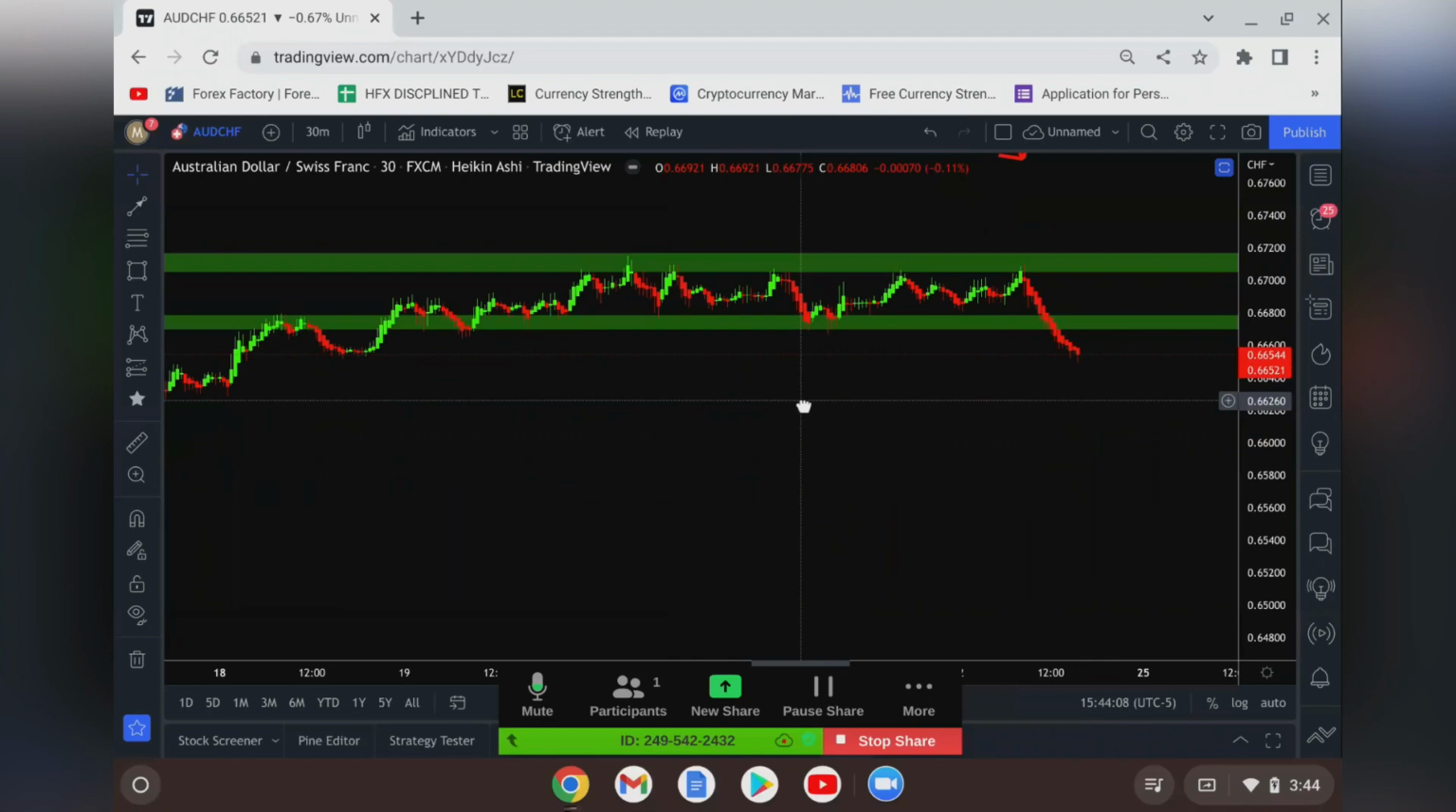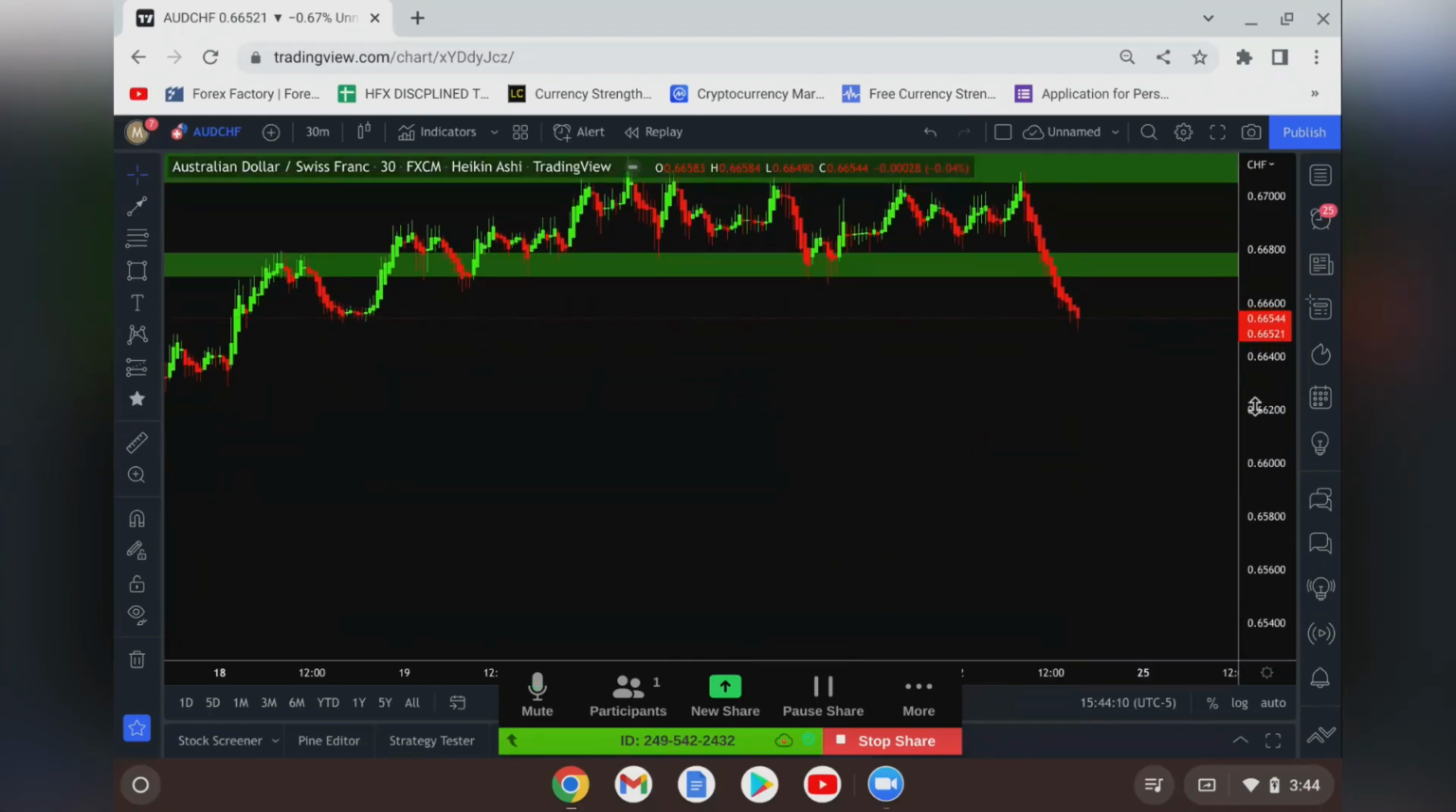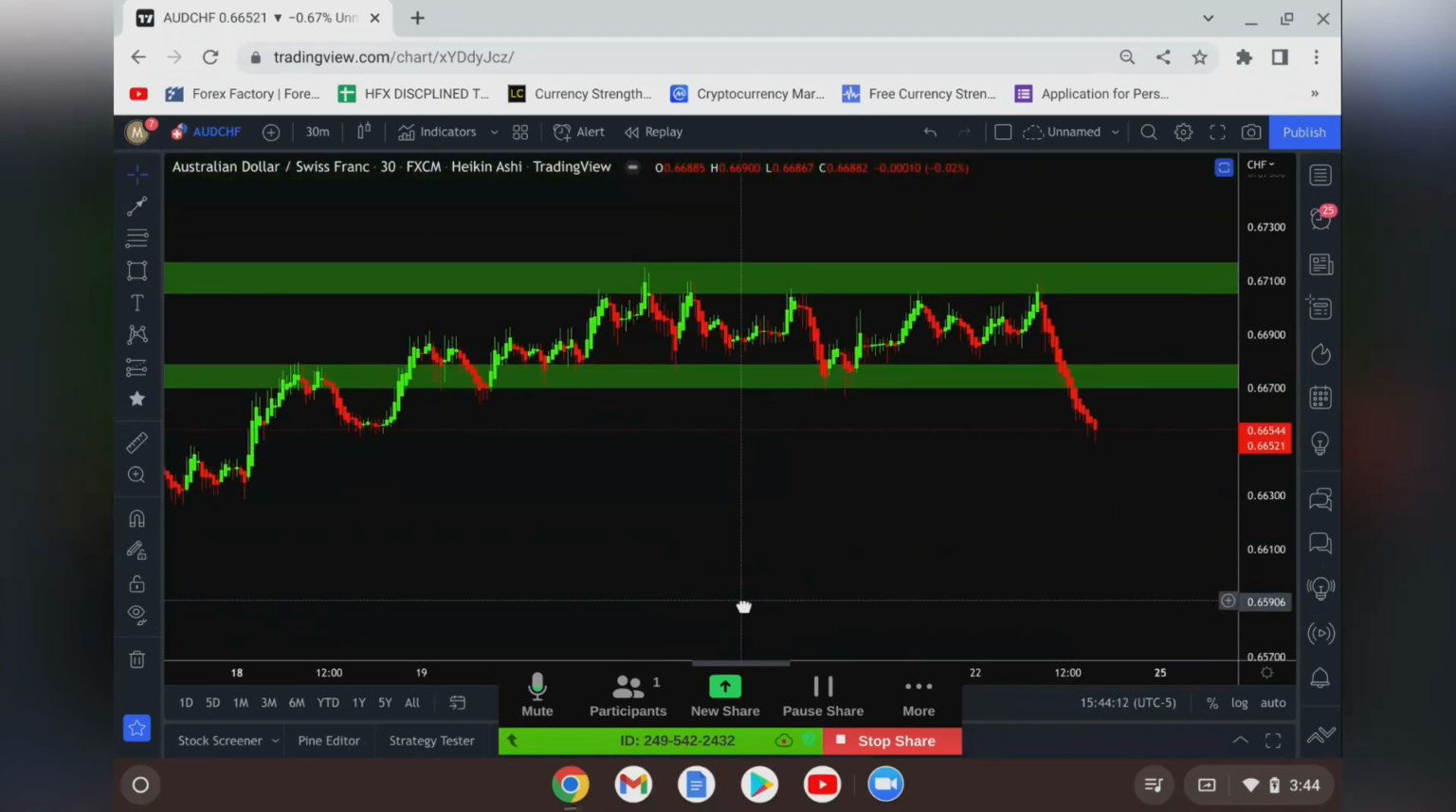As you can see here, a beautiful example of a breakout. We had price ranging in between these two zones, bouncing up and then bouncing down, up, down, right? But you can see on this final push down, price gained enough momentum to break through this zone right here.